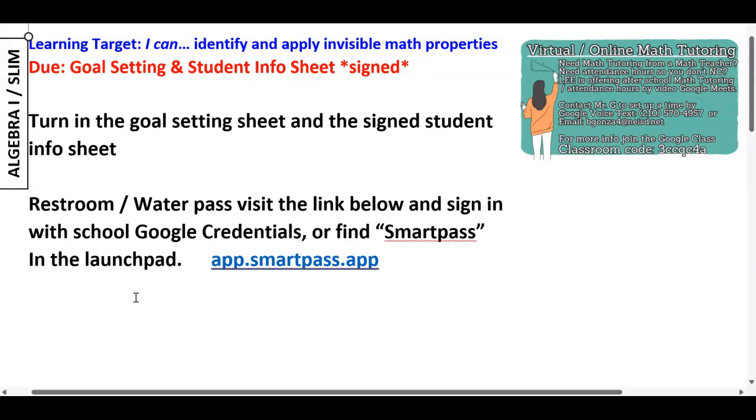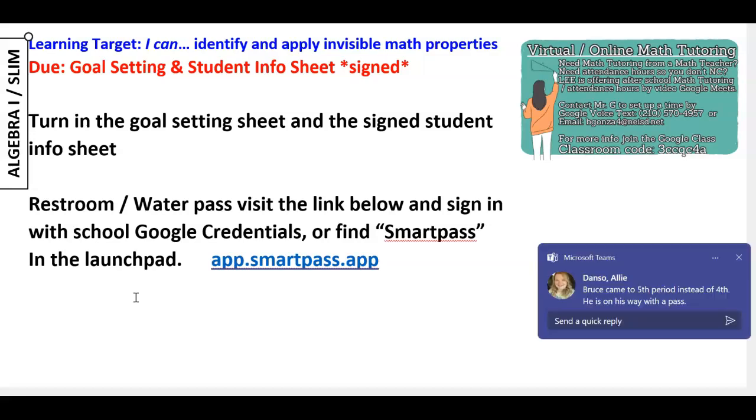Now you'll notice at the top of the screen we have a learning target. I can identify and apply invisible math properties. My bad. And then we're gonna figure out the smart pass eventually on restroom. Okay, today's Tuesday, so Thursday during your lead time there should be more information.